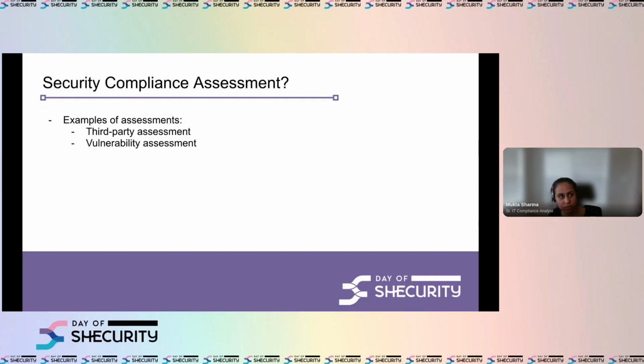Another assessment that you must have commonly heard of is vulnerability assessment. You use vulnerability scanning tools and penetration testing to discover and identify vulnerabilities, and then based on the risk score provided, you prioritize which vulnerabilities need to be mitigated. It's basically a way to defend your organization against vulnerabilities.